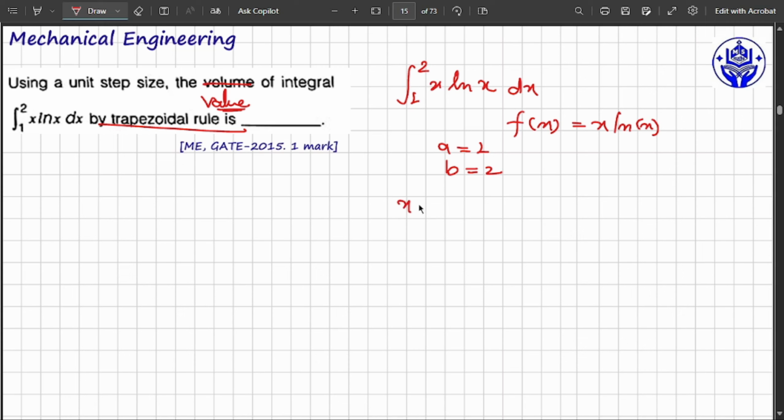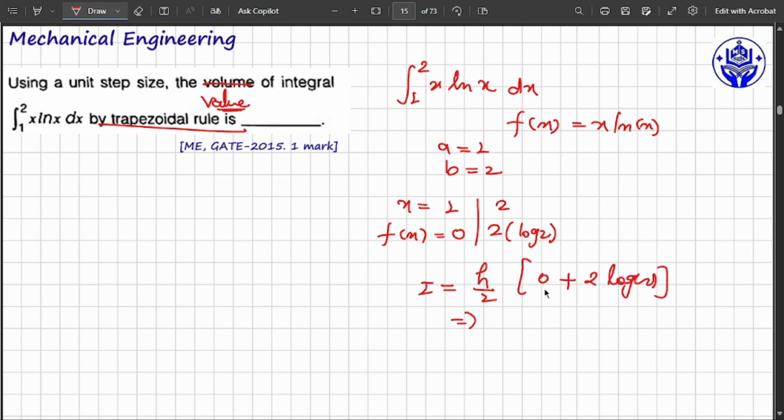It means when x is equals to 1, the function value is 0, and when x is equals to 2, then the function value is 2 log of 2. Now we can easily find it, it is called the quadrature rule. We are taking 2 points only. So it is something 0 plus twice of log of 2. So the value is log 2. The value of log 2 is basically 0.693.